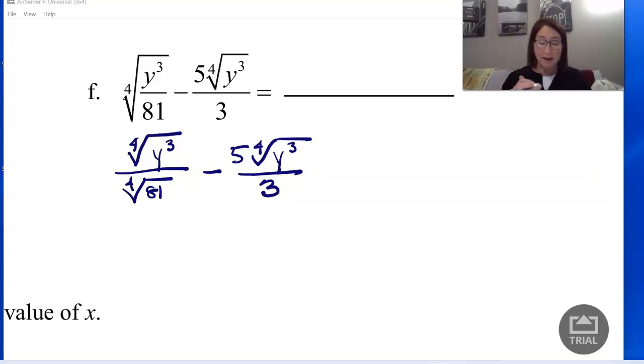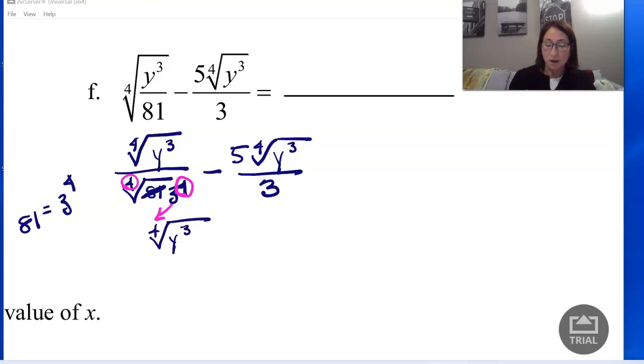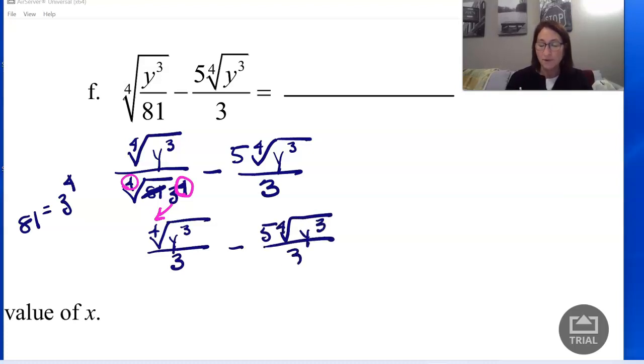Well, 81 is equal to 3 to the 4th. So I could substitute that 81 with 3 to the 4th. Our exponent matches our index, so I can pull out that root. That base of 3 becomes my root. And so I have the 4th root of y cubed over 3 minus 5 times the 4th root of y cubed over 3. Well, there's a couple things to note here.